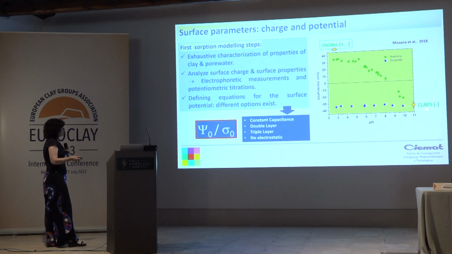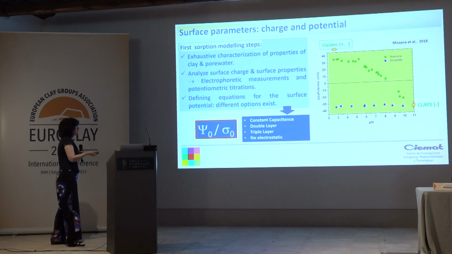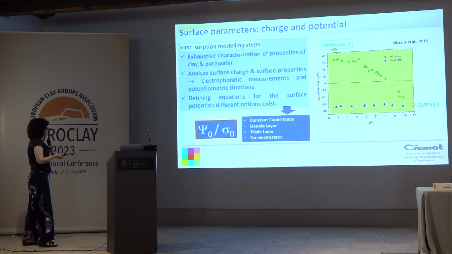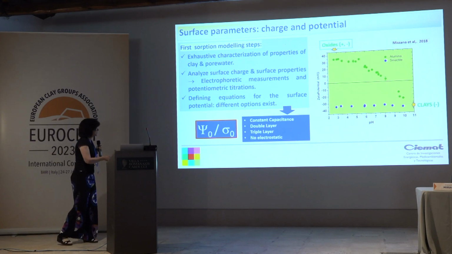This is an example in which we have clays. The zeta potential of clays is always negative, whereas in the case of an oxide, we have positive charge here, and then after the point of zero charge, we will have negative charge. So the behavior is expected to be different. The charge can be defined with different models. I will not go into detail here. There are just different options to express both surface charge and potential with different models, for example, the constant capacitance, the double layer, the triple layer, but we can also use non-electrostatic models.